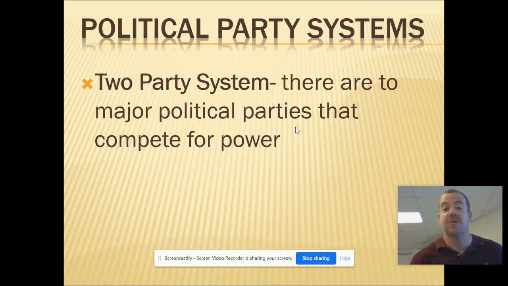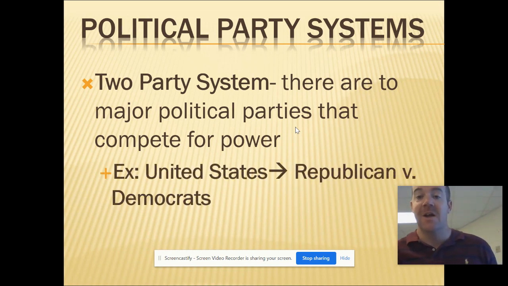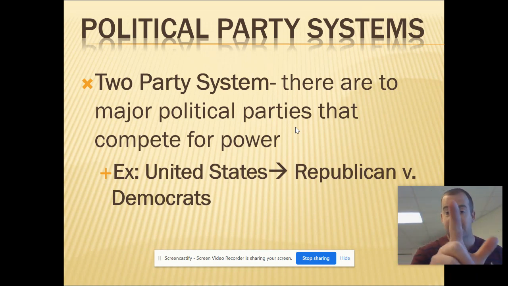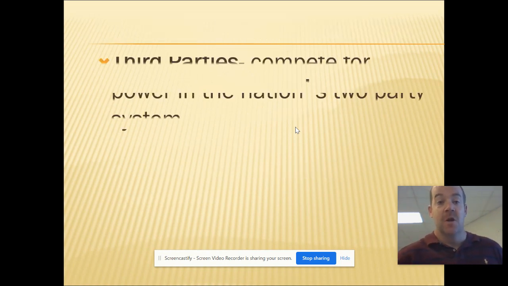A two-party system. There are two major political parties. This is what we have. Guess what? In the United States, you have Republicans, you have Democrats. There's two, one, two. Republicans, Democrats in the United States, two-party system.